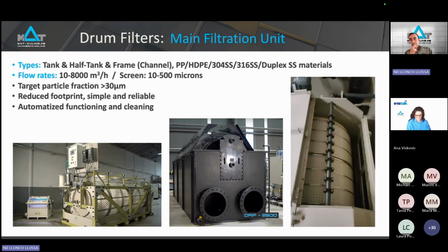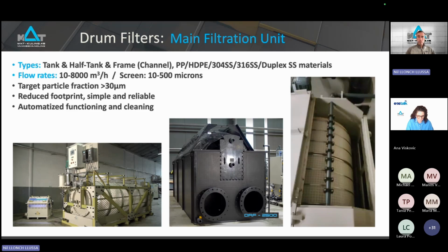So, microfiltration. I will introduce drum filters, which is the equipment that we produce for treating particles above 30 microns. We produce equipment of different sizes and flow rates, ranging from 10 up to 8,000 cubic meters per hour, and of course different mesh sizes depending on the type of use. In aquaculture, the mesh size is always limited to a range below 100 microns.